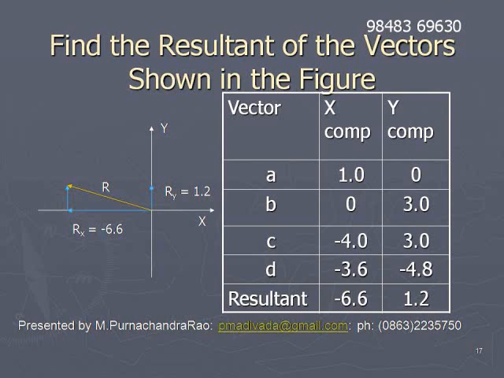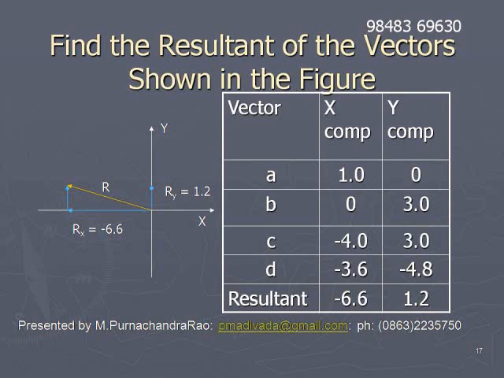Now let us find the sum of the x components and the sum of the y components. Sum of the x components is minus 6.6 and sum of the y components is 1.2. Now construct a vector 6.6 units towards the negative direction of the x-axis, shown by Rx. Rx represents minus 6.6 and Ry represents 1.2, a vector along the positive direction of the y-axis.